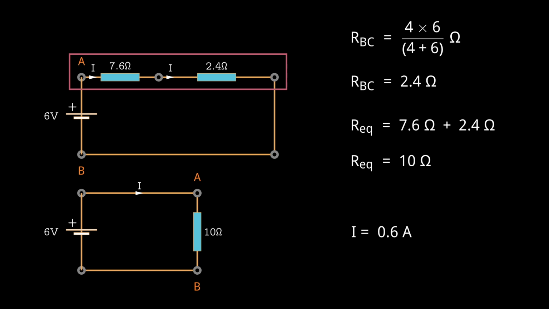I know it wasn't much of a challenge to find the current flowing through the battery once we determined the equivalent resistance. Nevertheless, I hope the explanation was clear. Let's move on to the next example.